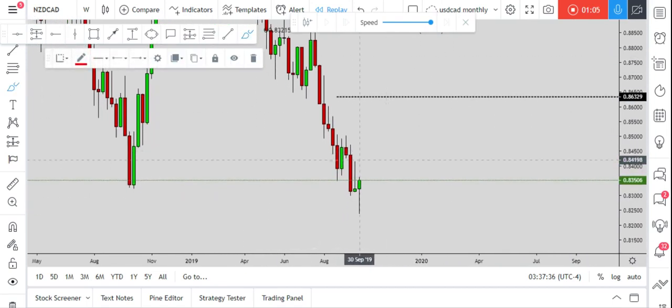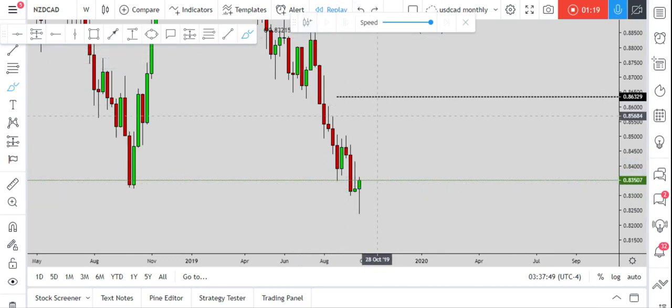Now, as you can see, last week this was the shape of the candle. As I said many times, for this kind of candle, we expect the next candle to fill in the wick of this previous candle. So again, that is the reason for which Nzdcad is currently impulsing to the upside on lower time frames.